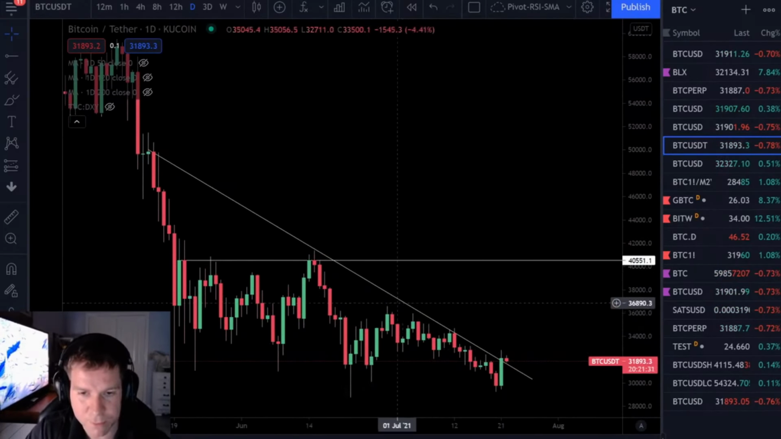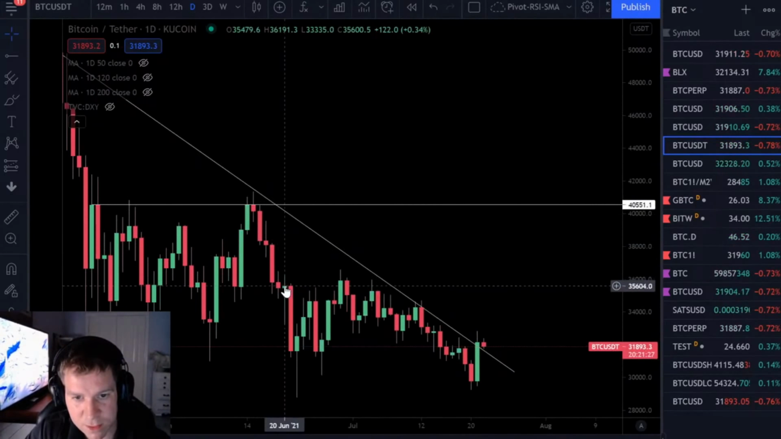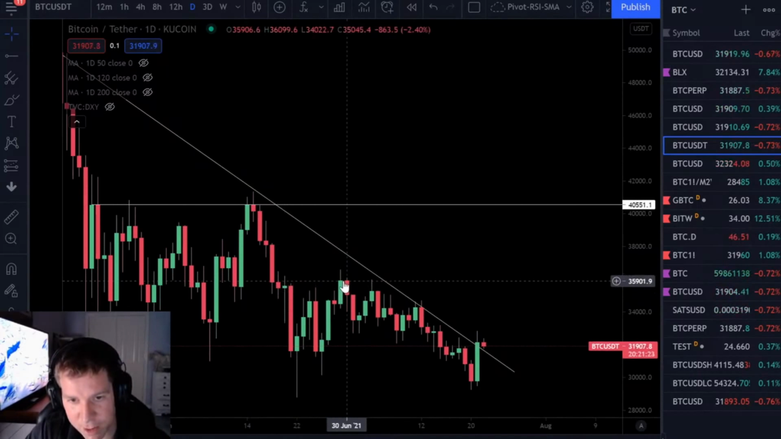Right? Right now we're down here. All right. The next important level is this. We got a little bit of a bounce here. Again, invalidated because we got a higher bounce over here.